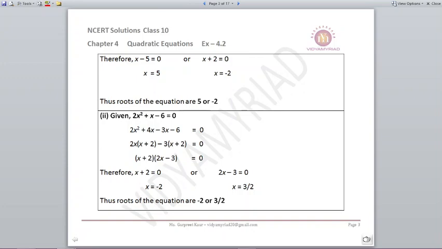Second part, 2x square plus x minus 6 is equal to 0. Middle term splitting for x becomes 4x minus 3x, and the factors for this equation are x plus 2 and 2x minus 3 equal to 0. So x plus 2 equal to 0 means x is equal to minus 2, and 2x minus 3 equal to 0 means x is equal to 3 upon 2. So roots of the equation are minus 2 or 3 upon 2.